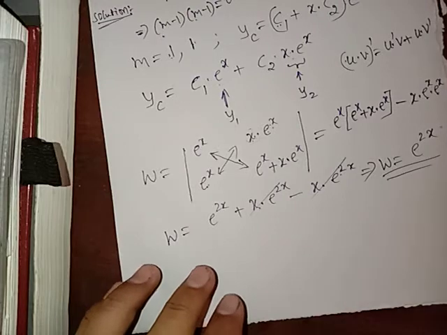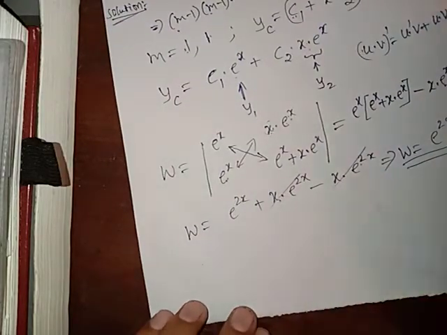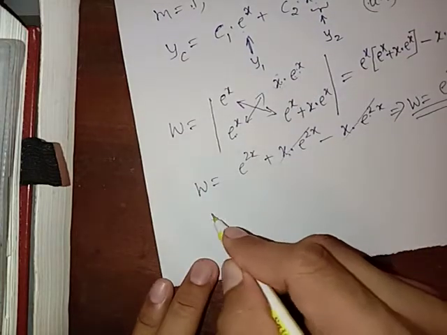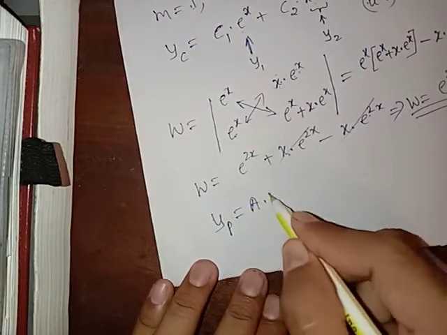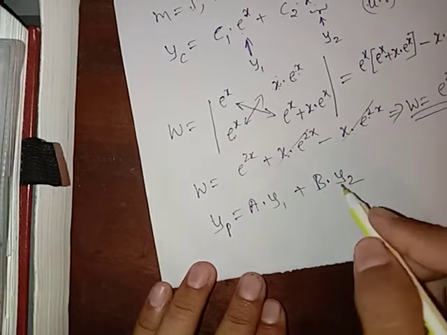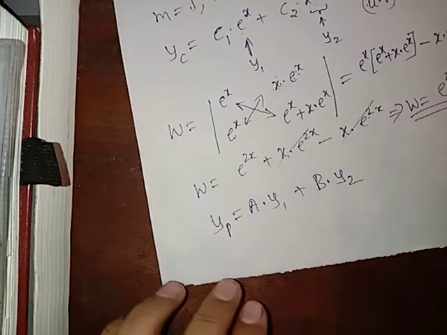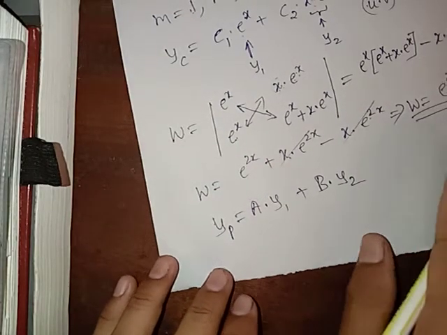Now the particular solution is in the form of yp is equal to a into y1 plus b into y2. This is the particular solution. First we have to find out what is a and what is b.